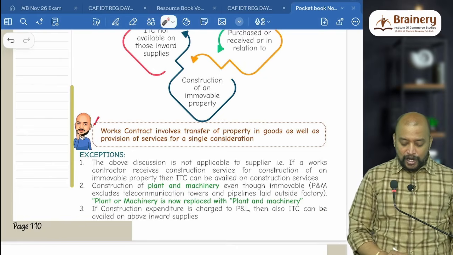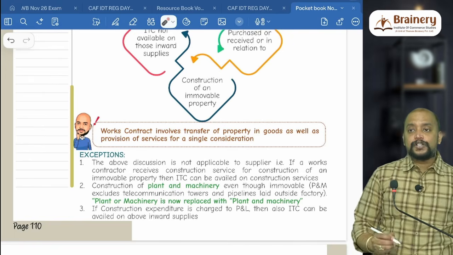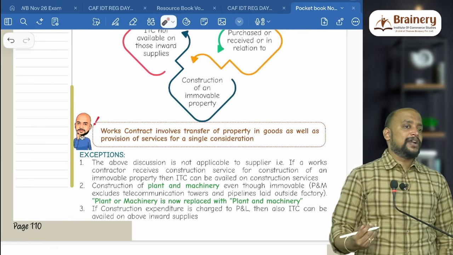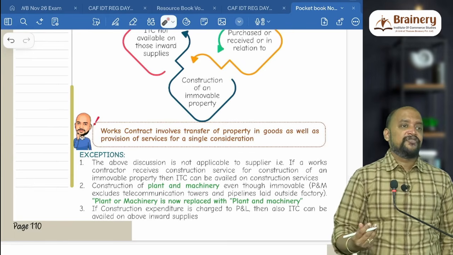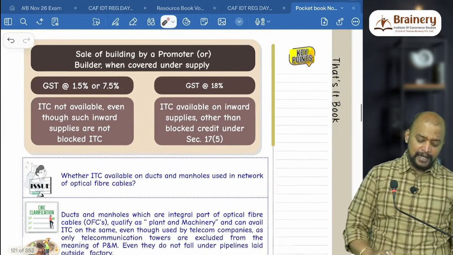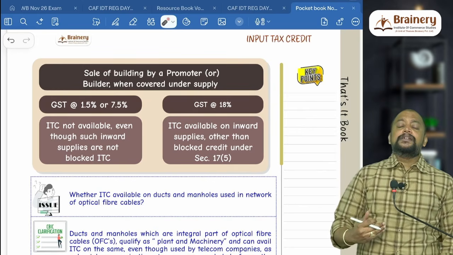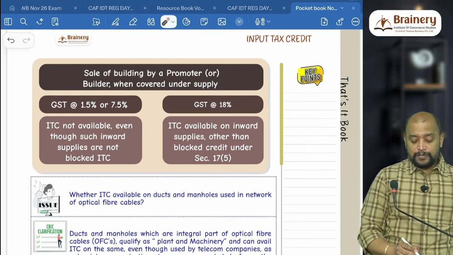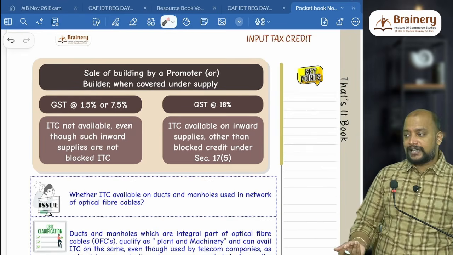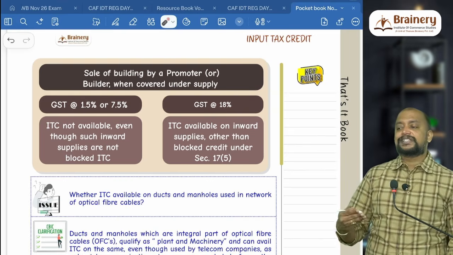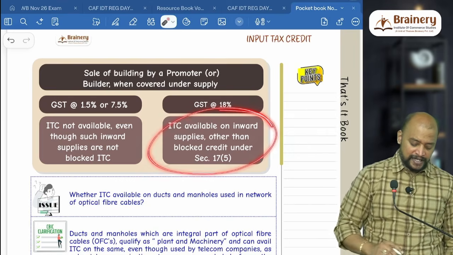So now plant or machinery is replaced with plant and machinery. And what does works contract involve? What is the difference between any service and works contract service? In works contract there will be both goods element as well as construction element for a lump sum consideration. Suppose the builder can take ITC, again we need to check whether the builder's outward supply is taxable at 1.5% or 7.5% without ITC. If that be the case, the builder cannot take ITC. But if the builder is paying GST at 18% or any other rate, that is with ITC, they can take ITC on their inward supplies.